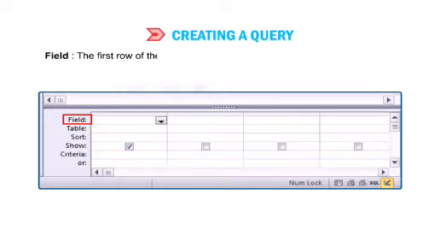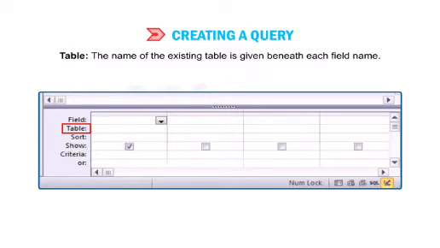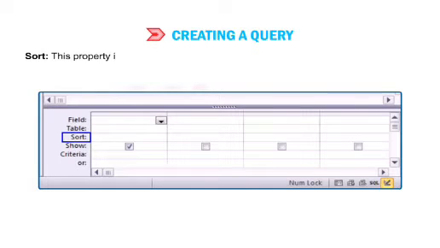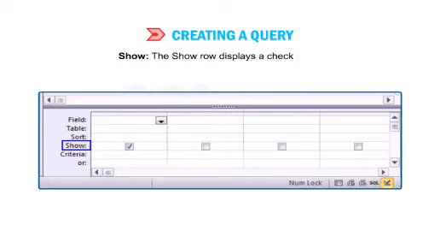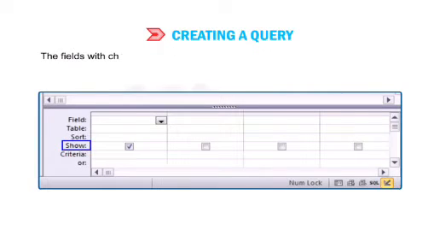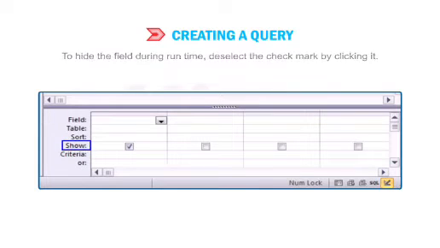Field. The first row of the design grid displays the selected field names from the table. Table. The name of the existing table is given beneath each field name. Sort. This property is used to sort the data in either ascending or descending order. It is an optional property. Show. The show row displays a check mark. The fields with check marks display the information when the query is run. To hide the field during runtime, deselect the check mark by clicking it.